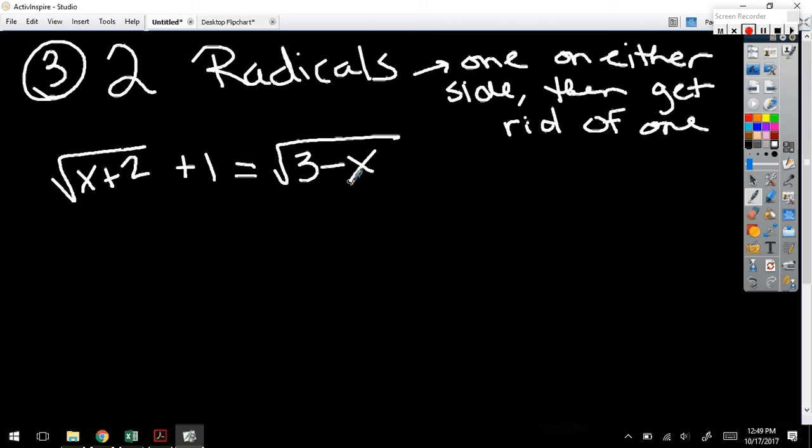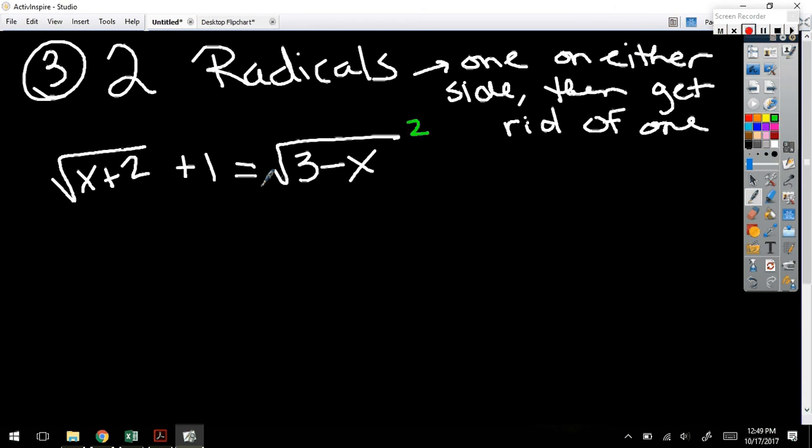All right. Do I have one radical on each side? Y'all are fixing to love this. One on either side. Get rid of one of them. Now watch what happens. How do you get rid of a square root?